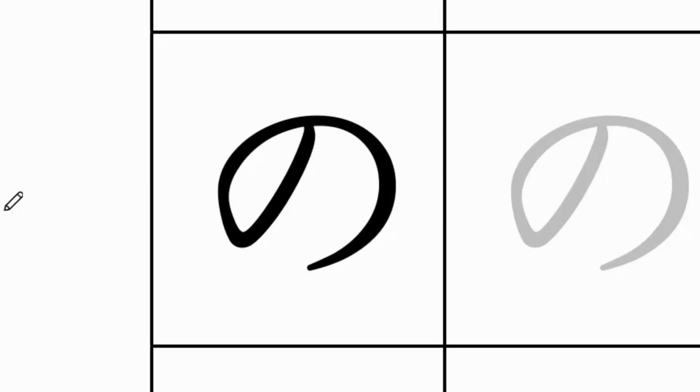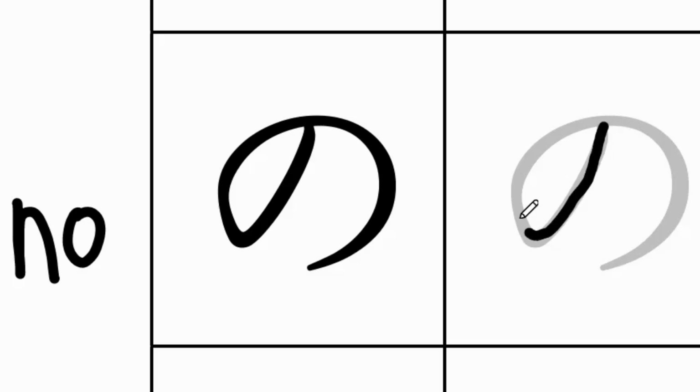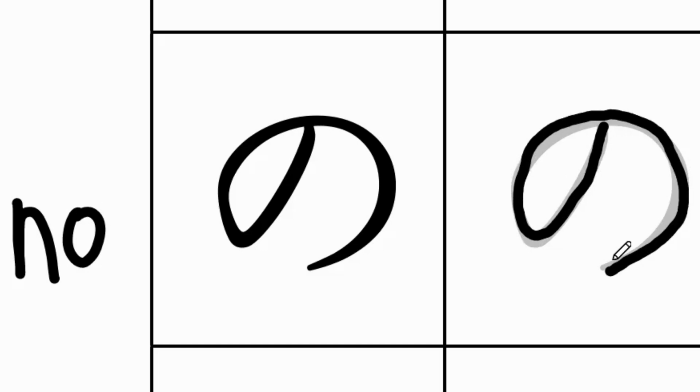The last character is No. This character has got just 1 stroke. So let us see how to make this character. The stroke order is like this. This is No.